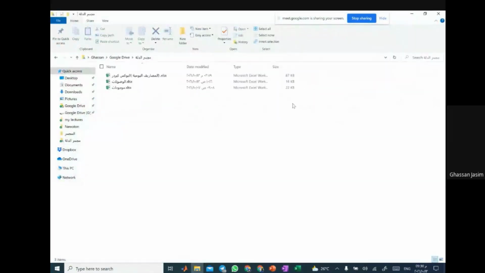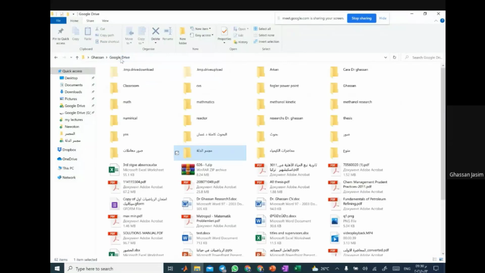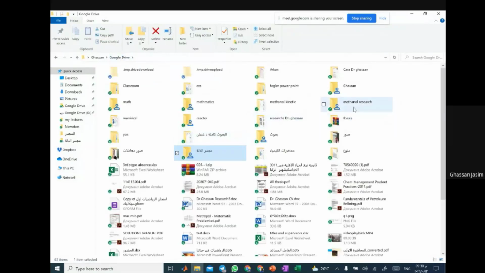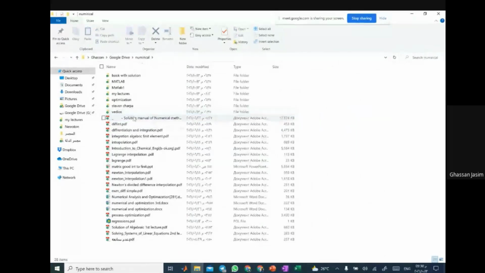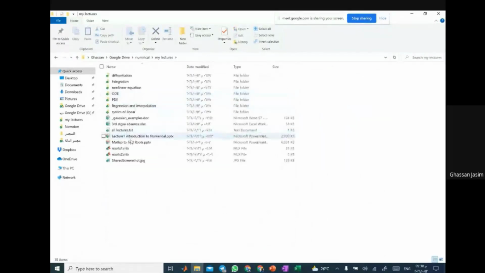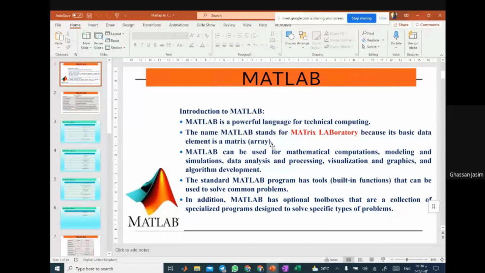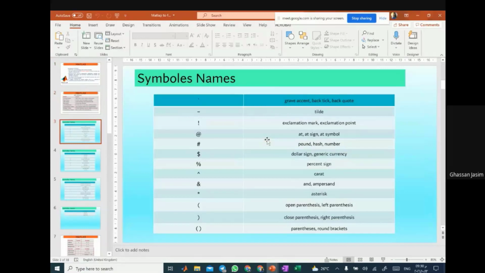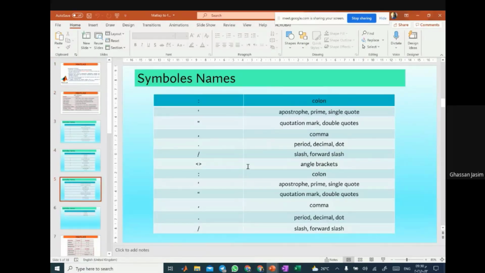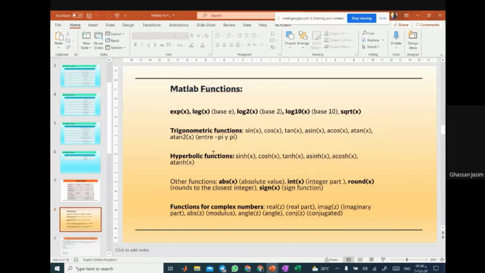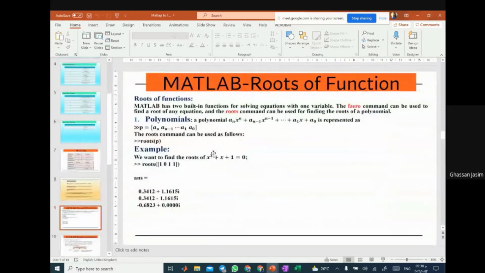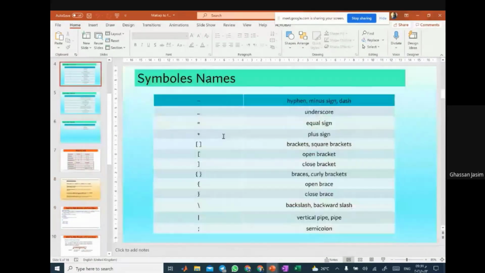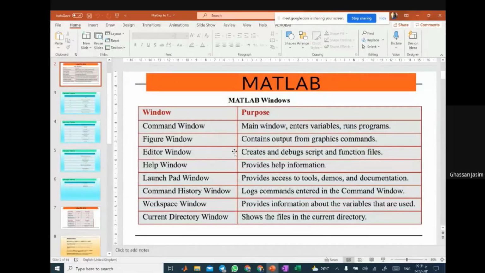We will take, inshallah, an introduction to MATLAB in your class. I will explain something in general, then we will go to the lab.